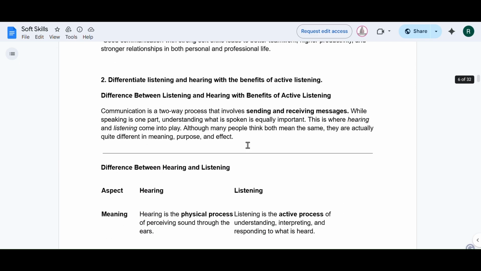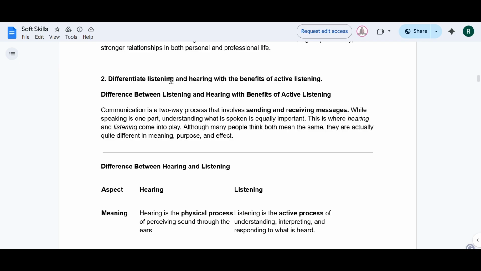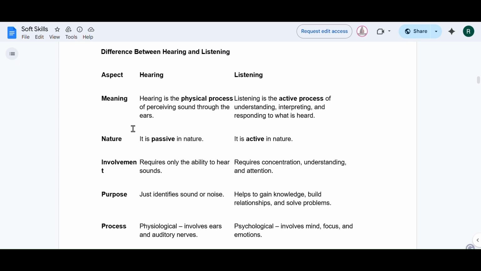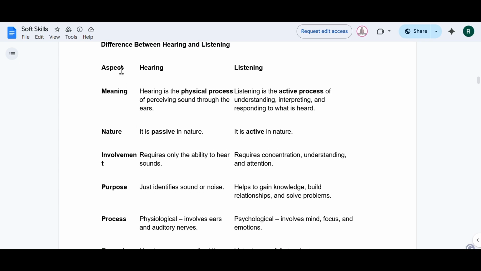Let us enter into the second question: differentiate listening and hearing with benefits of active listening. So yeah, let us discuss the key points of listening and hearing. First, what is listening and what is hearing? Listening is nothing but listening to something with interest. Hearing is nothing but just hearing something without interest. That's it.